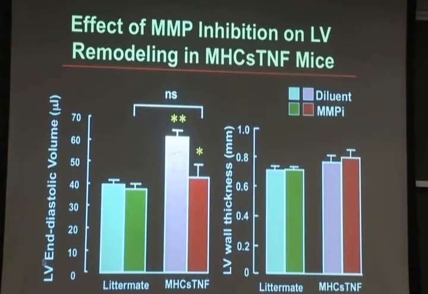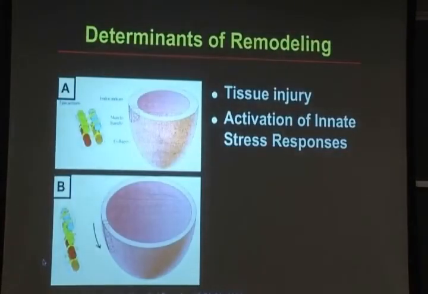And so the diluent-treated mice are shown here by the hatched bars. And so when you give diluent to the TNF transgenics, they dilate, as I showed you before. If you just inhibit the matrix metalloproteinases, you can completely prevent the cardiac dilatation, but it had really no effect on wall thickening. So just to summarize what we've talked about so far, we think these inflammatory mediators are activated in response to tissue injury.